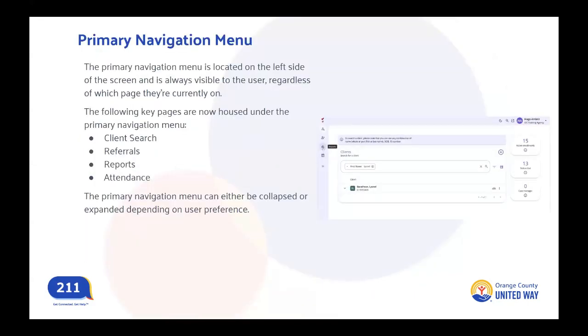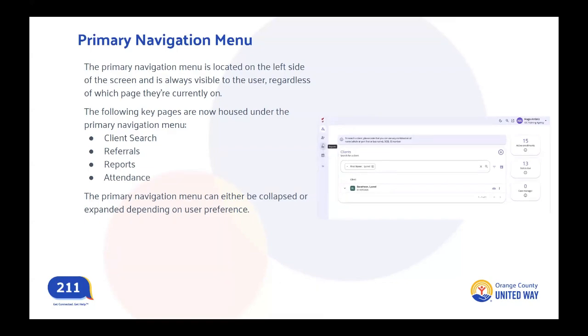So to begin, the primary navigation menu. The primary navigation menu is located on the left side of the screen and is always visible to the user regardless of which page they're currently on. The following key pages are now housed under the primary navigation menu, those being the client search page, the referrals page, the reports page, and the attendance page. The primary navigation menu can either be collapsed or expanded depending on user preference.